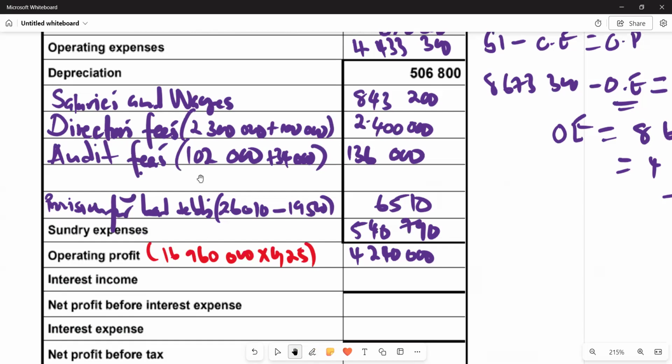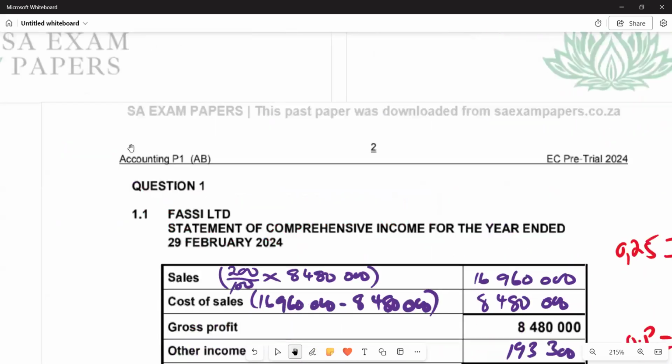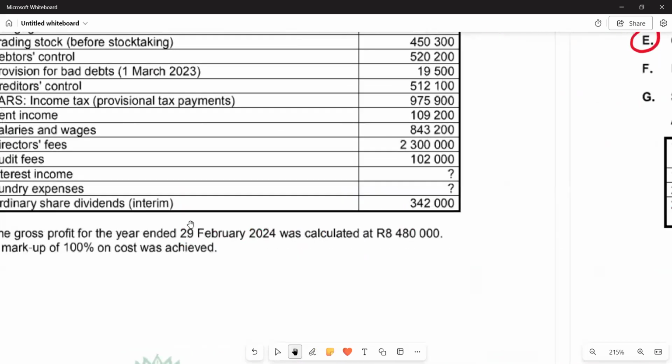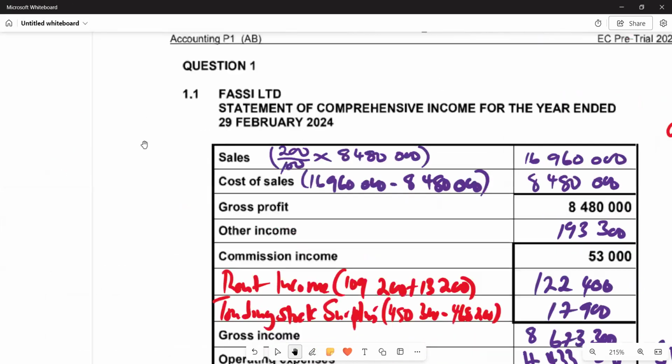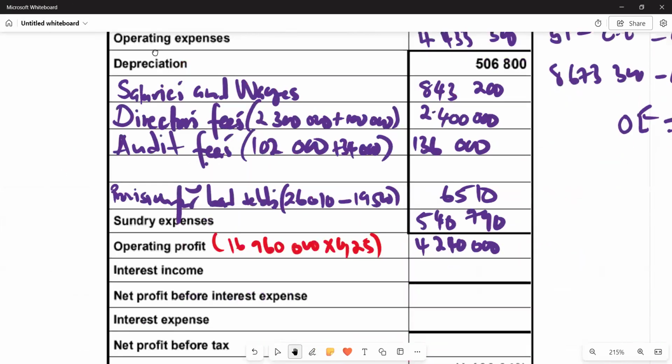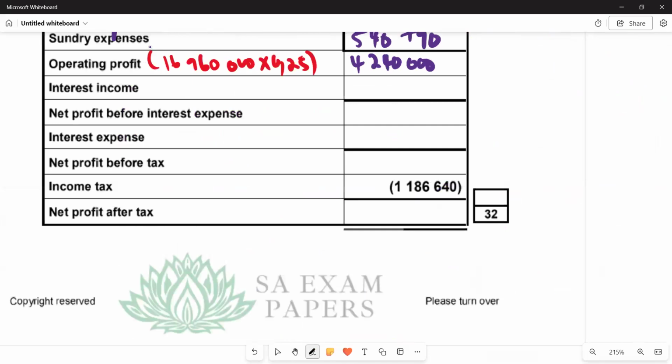We go to the question. And you are seeing that our interest income is a question mark, so we are going to find it as a balancing figure. Obviously, we are going to leave it. So we leave our interest income blank. Then net profit before interest, we cannot find it because we don't have interest income. We leave it again. Then interest expense, we can try to find out there.